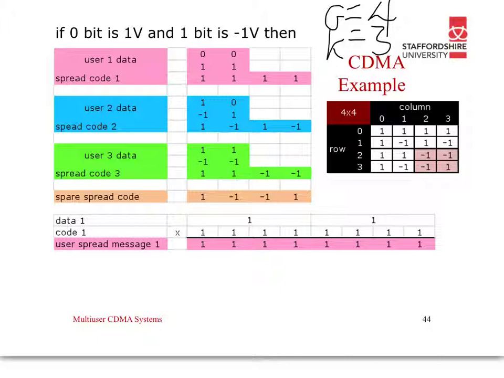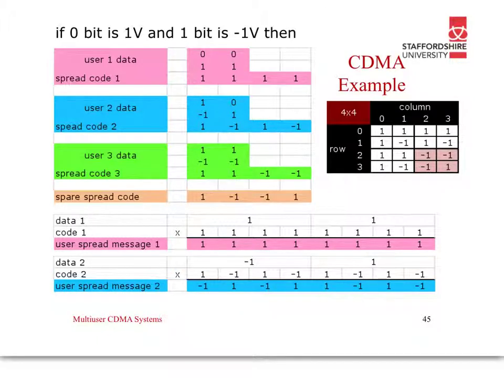So for the first bit, we transmit 1, 1, 1, 1, because it's 1 times 1, 1 times 1, 1 times 1, and 1 times 1. For the second bit, then we repeat the same code that we already had, the 1, 1, 1, 1, with the second bit of data. So again, we transmit 1, 1, 1, 1. We do the same thing for the second user.